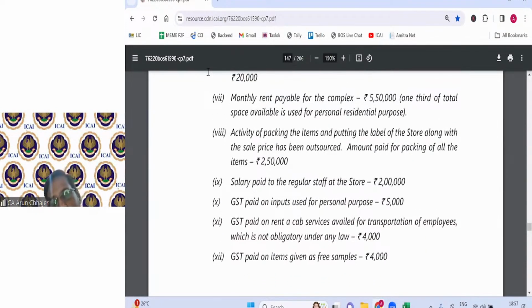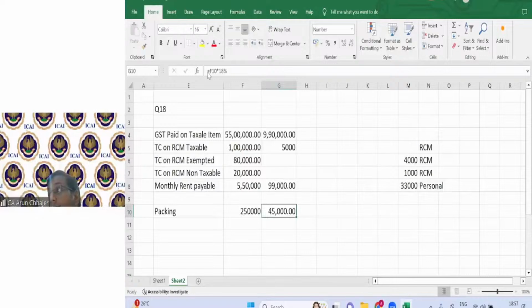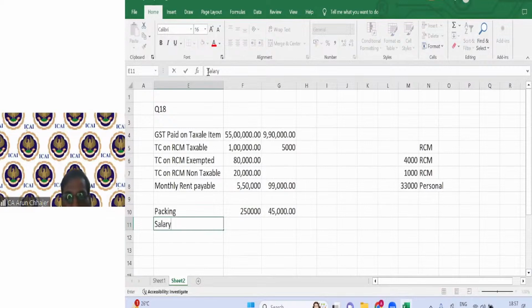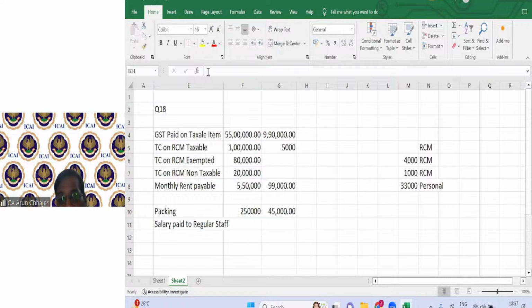Then salary paid to the regular staff. Regular staff means it is not the contractual staff, it is the own employee. And do we need to pay the GST on salary? Answer is no. Why? Schedule 3, entry number 1.